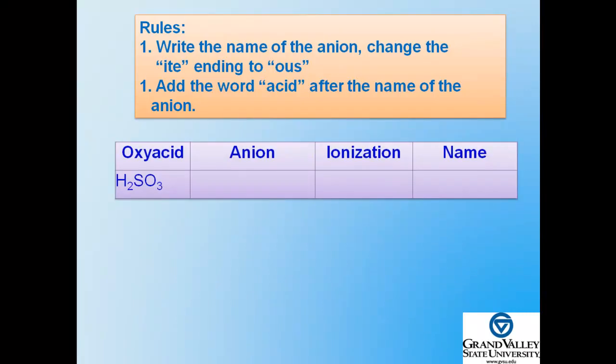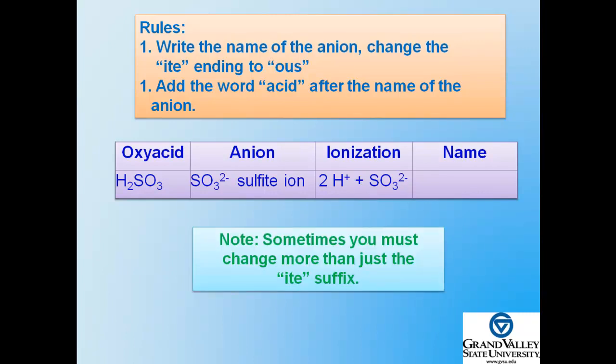In order to figure out the correct name, first determine the name of the polyatomic ion in the formula. The polyatomic ion is sulfite. Earlier in the screencast, we saw that there was a different method for naming phosphoric acid. When naming H2SO3, you must change more than just the "ite" suffix. Therefore, the correct name is sulfurous acid.